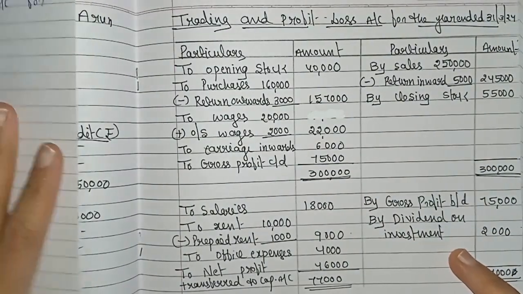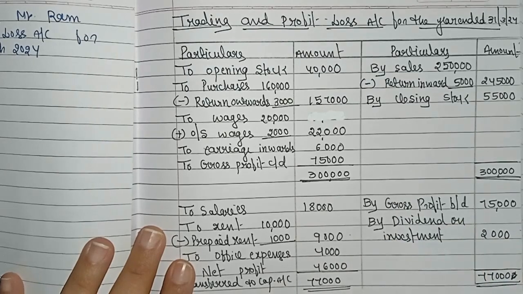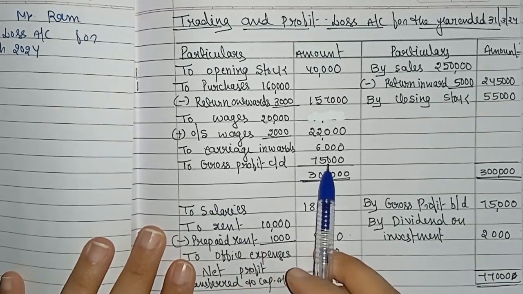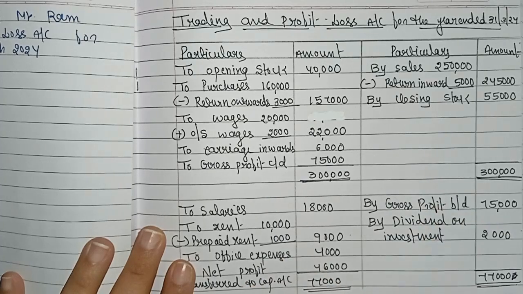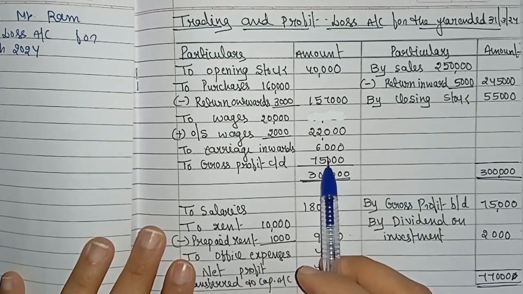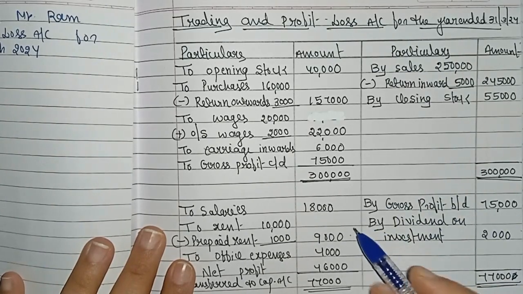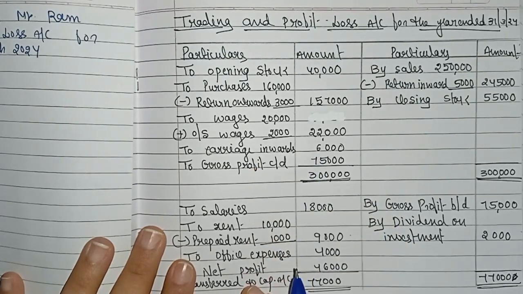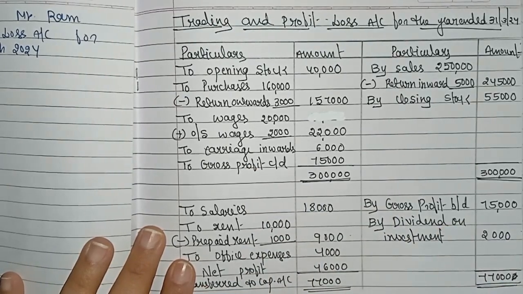Now next what we have to do? We have to prepare the profit and loss account. Clear? So our gross profit, how much? 75,000. Means expenses are lower than the incomes. So gross profit is rupees 75,000. Now we need to bring down the gross profit to the profit and loss account. So by gross profit brought down, how much? That is rupees 75,000. In the profit and loss account, we have to record all the indirect expenses on the debit side and indirect incomes on the credit side. Clear?